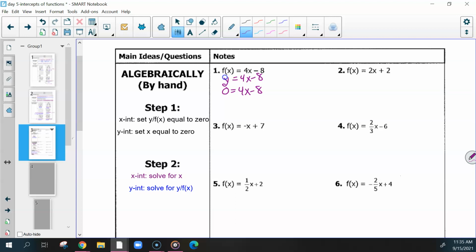And then I'm solving for x. So all the solving we just did, we can apply it here. We're trying to get x by itself, so move 8 to the other side. And divide both sides by 4.